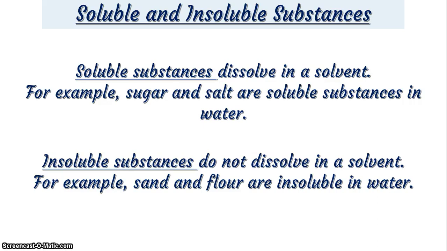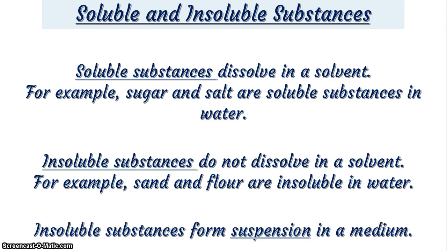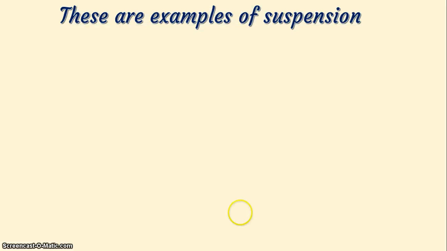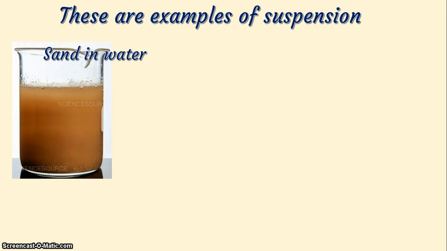Instead, they form what is called suspension. So while soluble substances form solution, insoluble substances form suspension. Take note of that. Insoluble substances form suspension in a medium. It's very important. So now you know the difference between a solution and a suspension. You know what soluble substances are, and you know what insoluble substances are. You also know what a solute is and what a solvent is. So let's look at this example of suspension. We talked about sand in water.